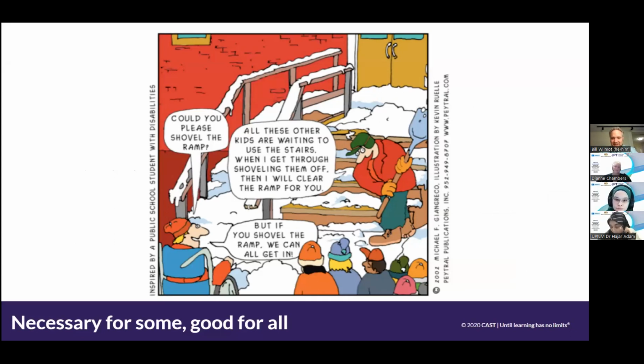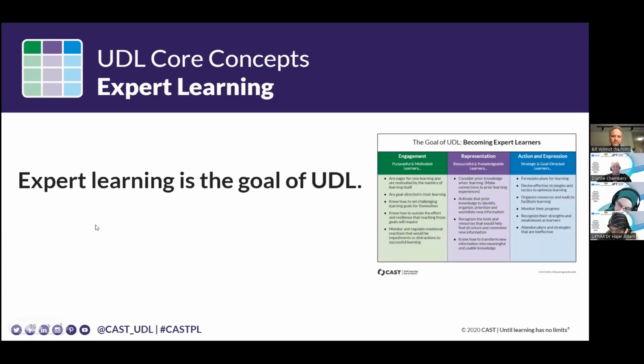And the gentleman shoveling says, "All these other kids are waiting to use the stairs. When I get through shoveling them off, then I will clear the ramp for you. But if you shovel the ramp, we can all get in." If you shovel the ramp, we can all get in, right? If we create an accessible pathway, then everyone is able to access. And we do that by creating flexibility in our curriculum and in our tools and making that available to everyone.